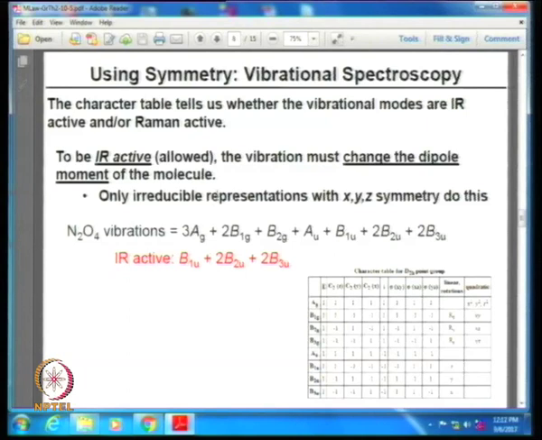So drop the AG, drop the BG, drop all the G's and drop the AU as well, and you are left with 1 BU, 2 times 2 BU and 2 times 3 BU. And so these are the only things you will get in the IR spectrum of the molecule.